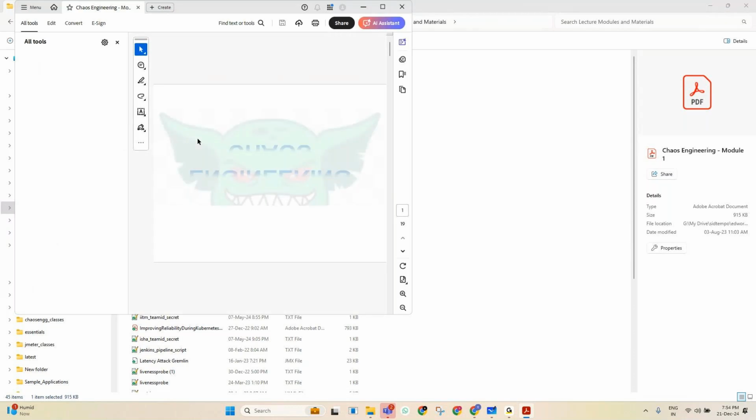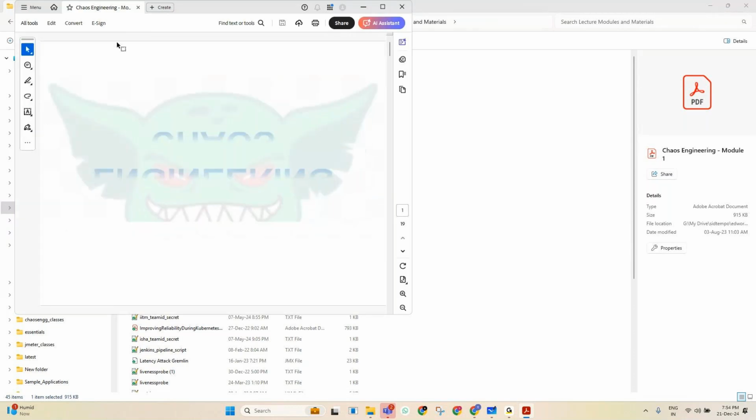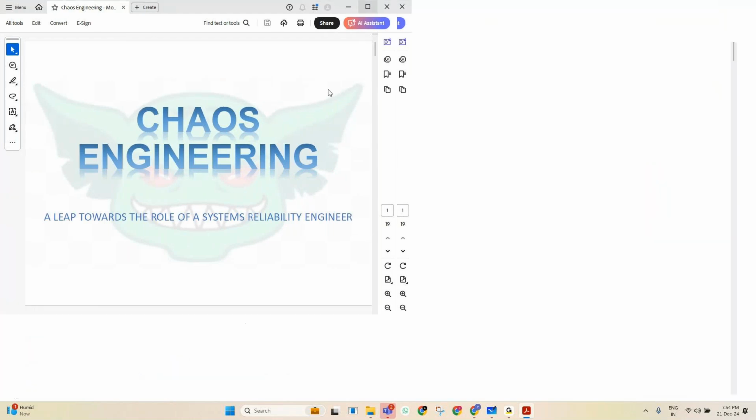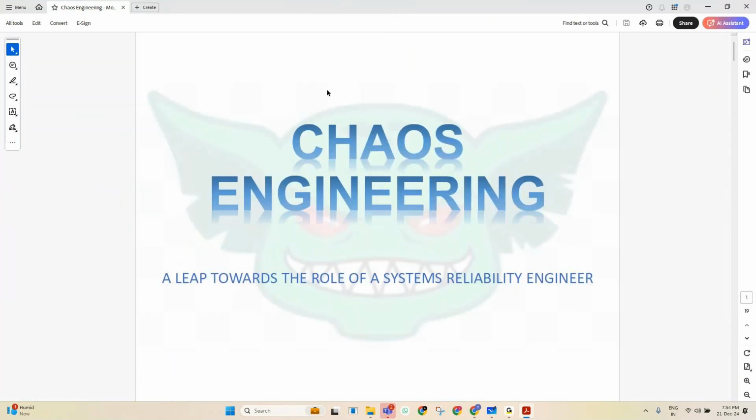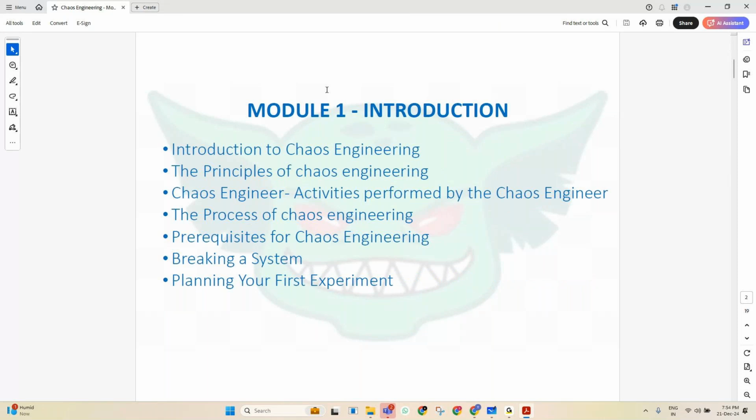Module one sets a base for your chaos engineering activities. Basically, what is chaos engineering, the various principles of chaos engineering, and if you are a chaos engineer, what are the activities that you perform? That is very important for us to know. Because chaos engineering is a testing practice, more of a non-functional testing practice. We can put it into a group.